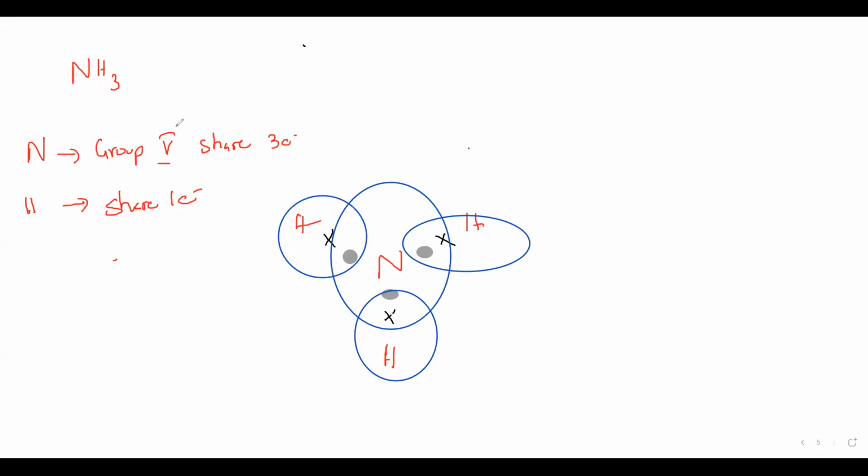As we know, nitrogen belongs to group 5, so it means it is having 5 electrons. And out of 5, it is sharing 3 electrons. So how many are left? Out of 5, it used 3. So we are left with only 2 electrons. So those 2 electrons will be there on the nitrogen.